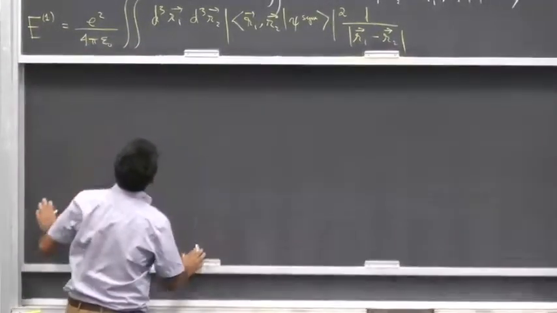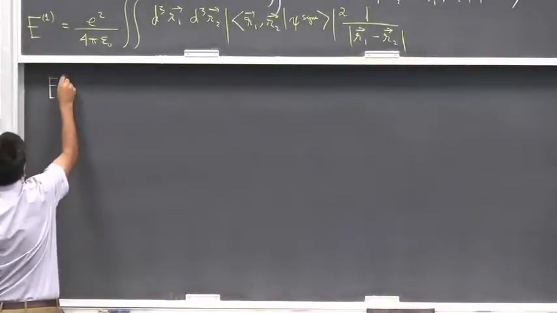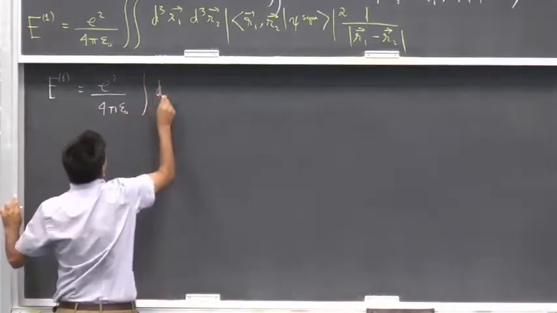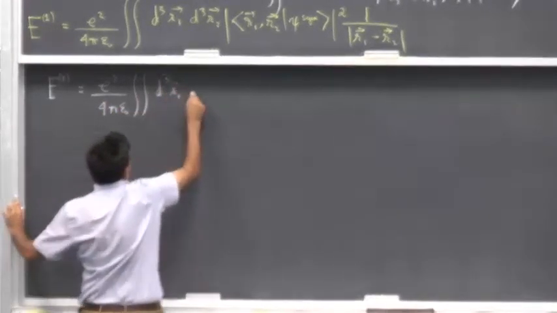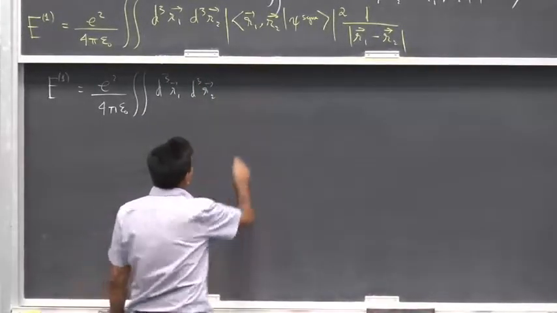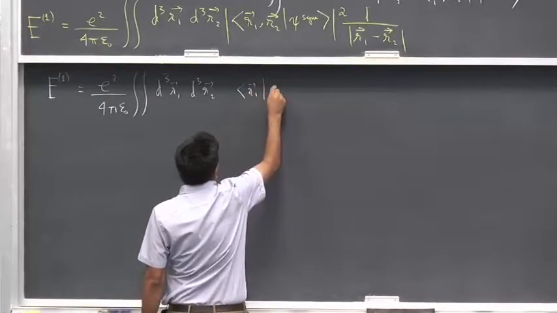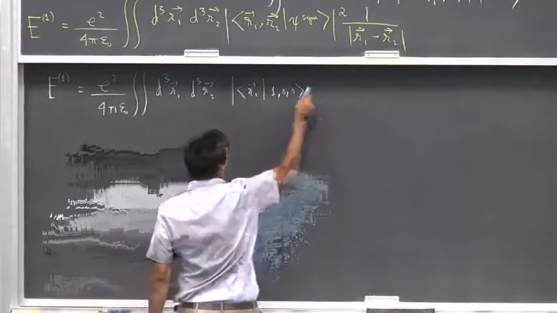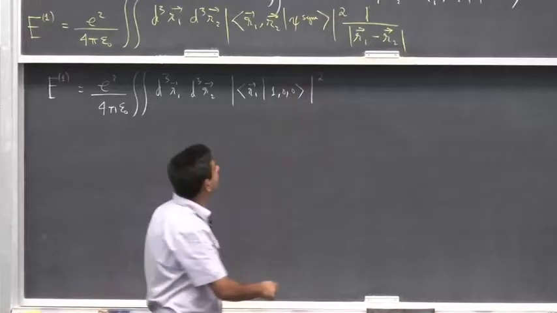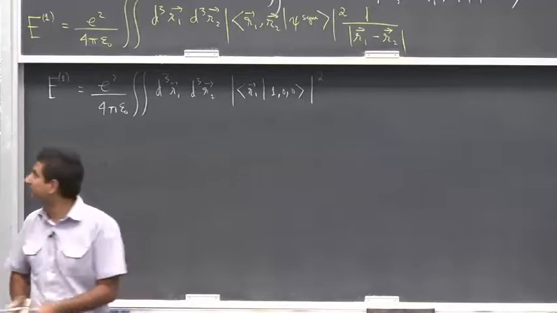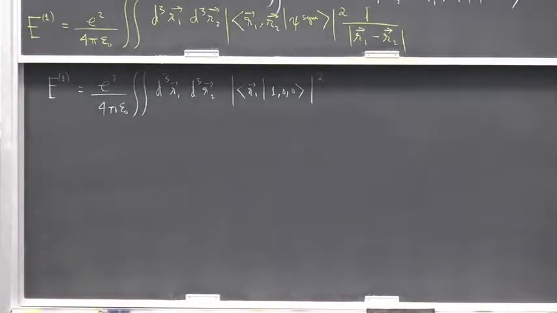So this turns out to be E1, e squared over 4 pi epsilon naught, d cubed R1 vector, d cubed R2 vector. Now this thing is simply the modulus square of R1, 100, because the symmetric wave function is 100 tensor with 100. This is the symmetric wave function. So I take the inner product of R1 with this, the inner product of R2 with this.